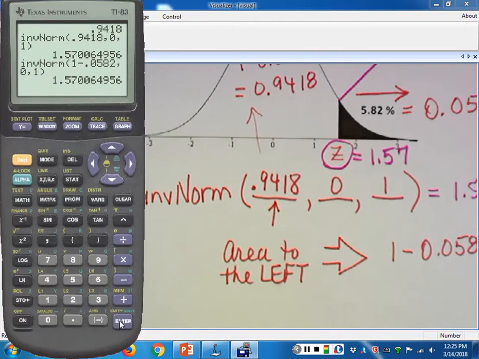And notice you got the exact same answer. So either one of those ways of using the command is perfectly fine. One of them saves you a few calculator strokes. The other one requires an extra step. Okay? So you can do it either way.